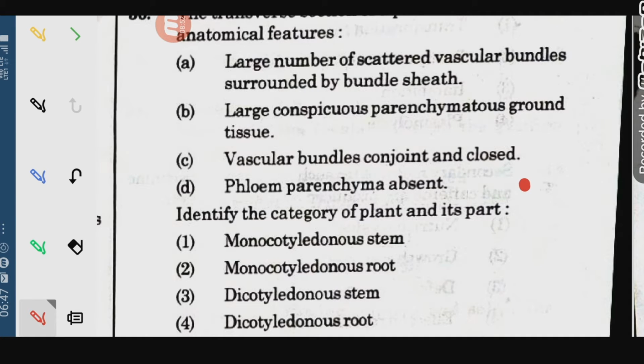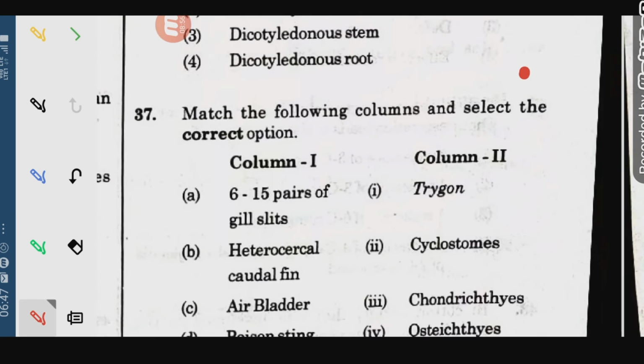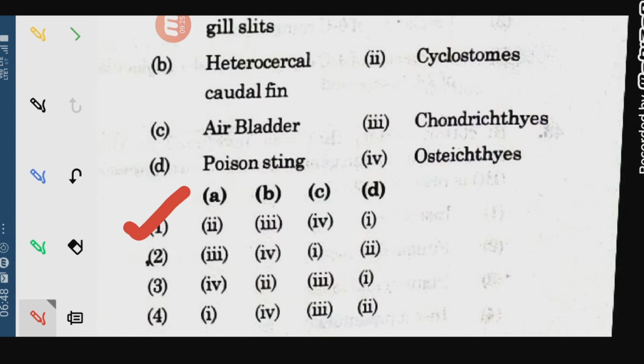Then match the following. Okay, match the following. 6 to 15 pairs of gill slits, C. It probably occurs in cyclostome. Oh yes, it occurs in these organisms. Okay. Then heterocercal tail, it would be option 1, the first one. Okay, then let's move on to the next question.